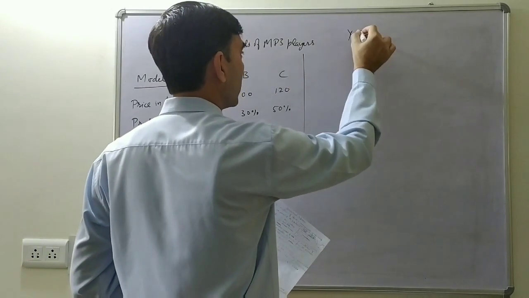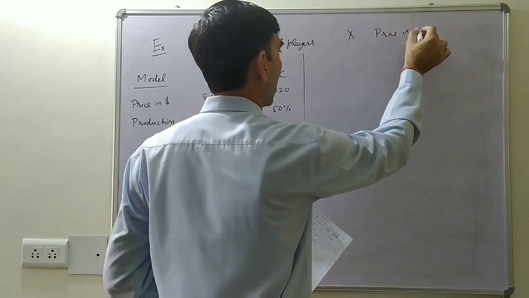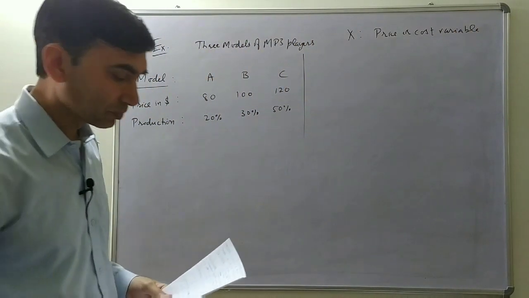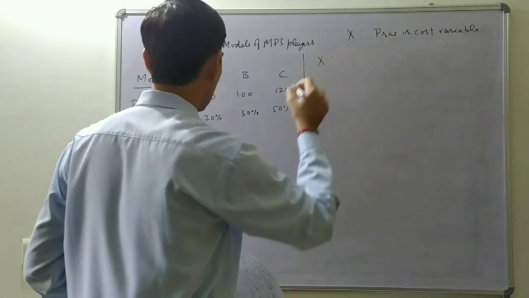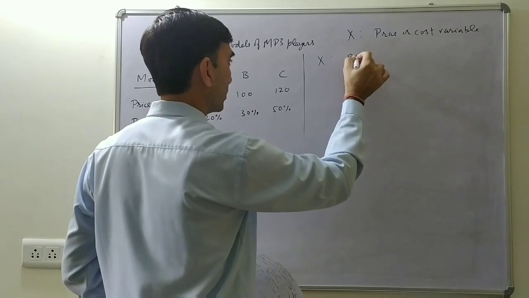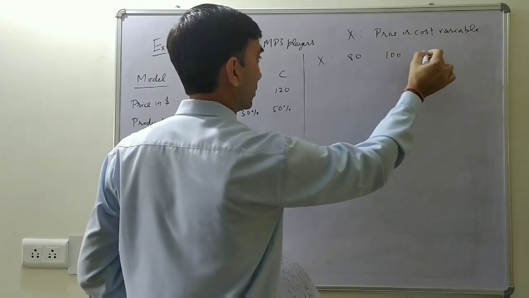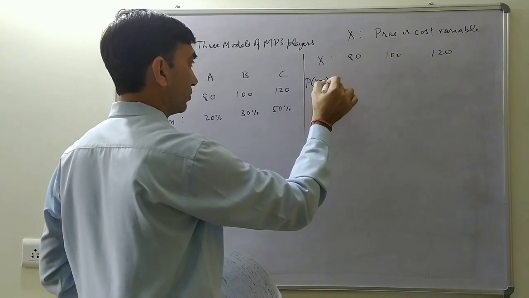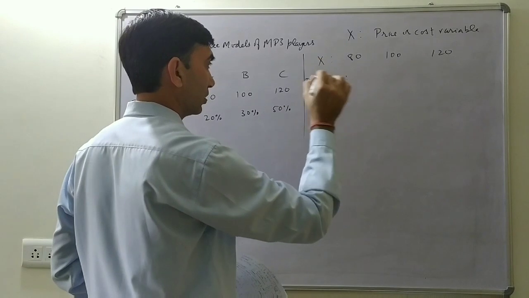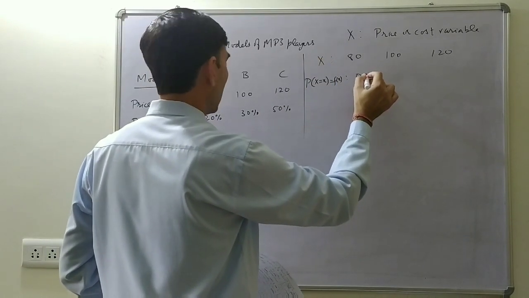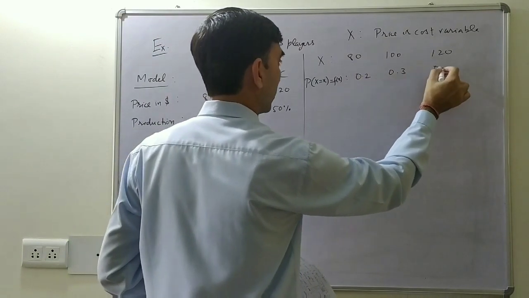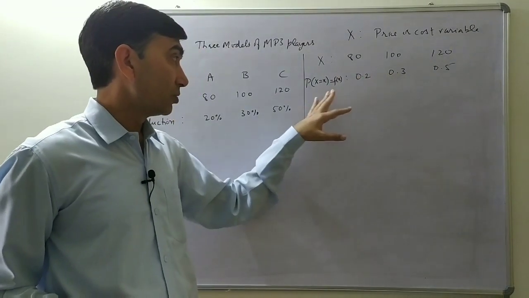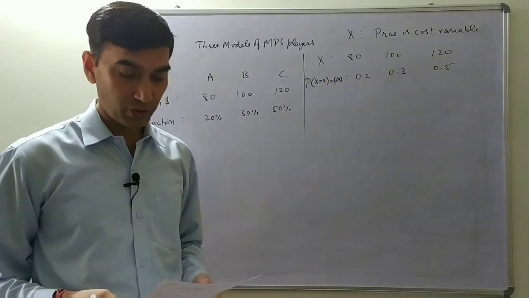Suppose X denotes the price or cost variable of the MP3 players. Then what's the distribution of X? It's clear that X can take three values, 80, 100, 120, and the probabilities for different values of X, or you can say the probability function, is taking the values 0.2, 0.3 and 0.5. Okay, X values are 80, 100, 120 and the corresponding probabilities are 0.2, 0.3 and 0.5.